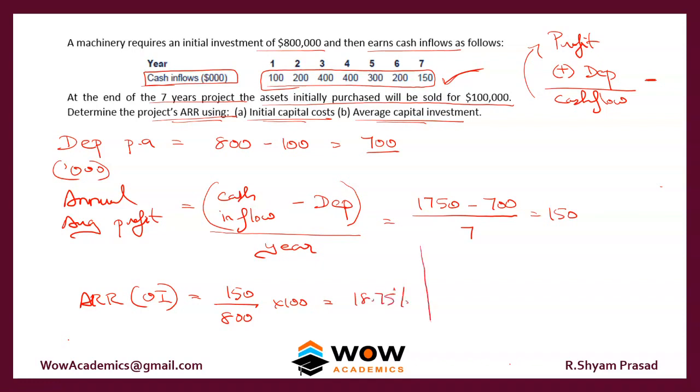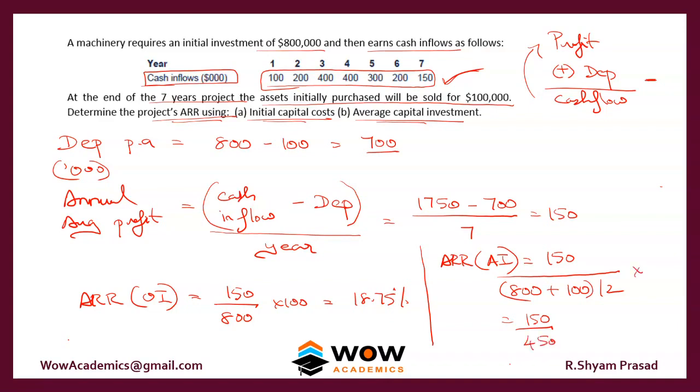18.75%. So if you want to do the ARR on the average investment, we'll do it here. So the 150 remains the same, but the denominator alone changes. So the denominator changes as investment plus the scrap. The scrap is 100. So both numbers divided by 2. So our answer comes to 150 divided by 450, into 100. So the answer comes to 33.3%.